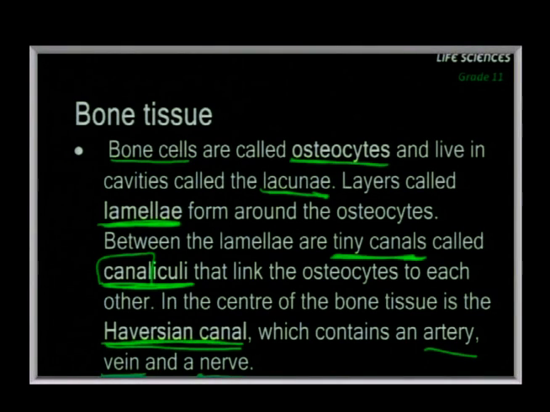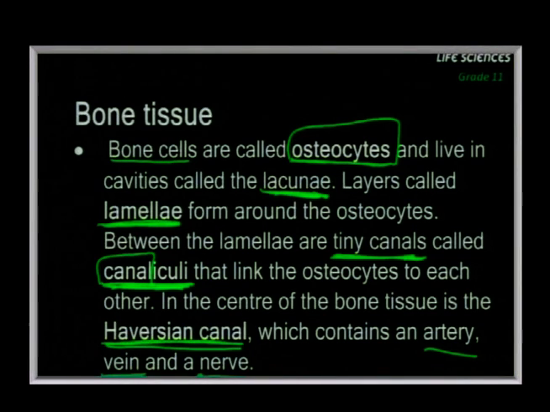So let's just recap. We've got the bone cells, called osteocytes. They are found in a little cavity called a lacuna. Those lacuna have little lamellae, or layers, around them, and we have little canals so that there's some form of communication between them. When I say they talk to each other, they don't really talk, but it's a way for you to remember it. The canaliculi are little communication channels between one osteocyte and another.